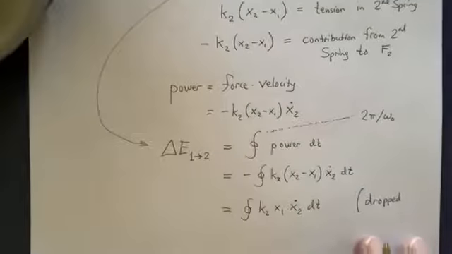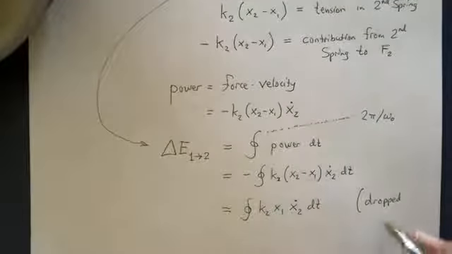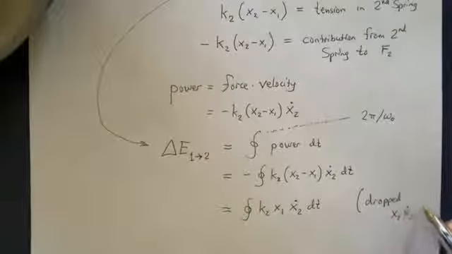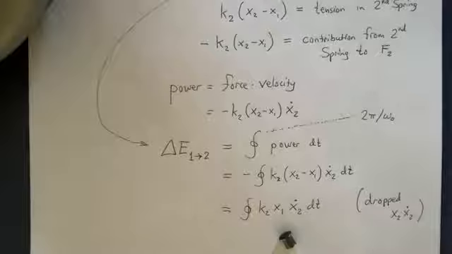Okay, sorry about that. So now we're left with this integral. We dropped the x2 dot, right? Because it's a perfect time derivative. If you integrate over one cycle, you get a 0. Okay, so now we must answer the question, what's going on with this x1, x2 dot?